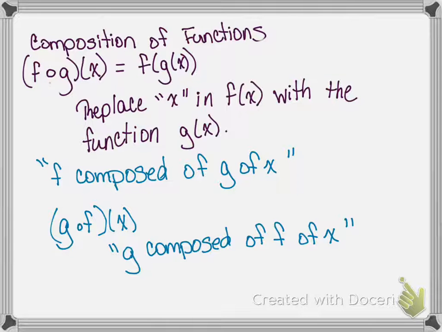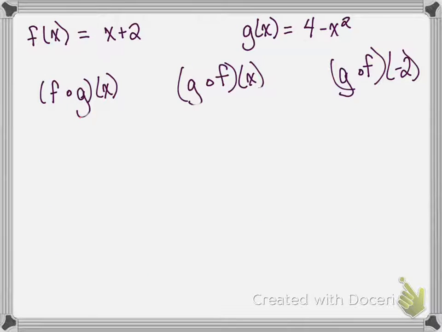Okay, again, you have to be given f of x and g of x. You can't do this if you're not told what f of x and g of x are. So here, I am told that f of x is x plus 2, and I am told that g of x is 4 minus x squared.